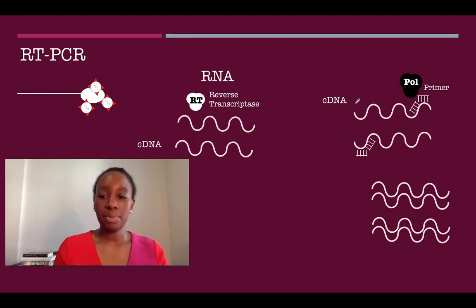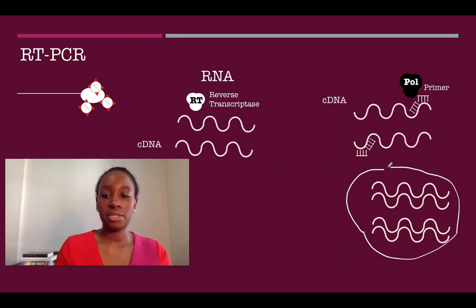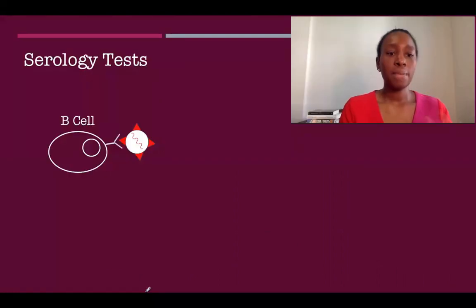And this can be amplified multiple times, and we can then measure that signal at the end of the PCR reaction. The second major type of COVID-19 diagnostic tests are called serology tests or antibody tests. And specifically, these are measuring our human immune response to viral infection.